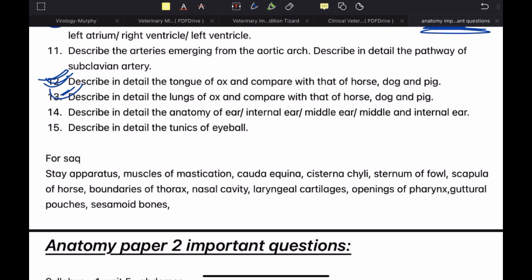Then describe in detail the tunics of eyeball. Again, very, very important question from aesthesiology. Tunics of eyeball. So you have to describe the three tunics, right? And then you have to also mention all the substructures that are present in them.